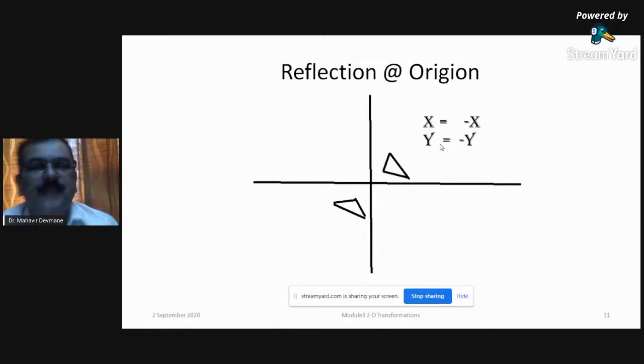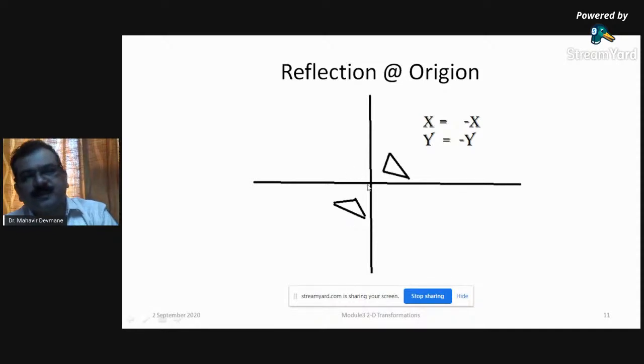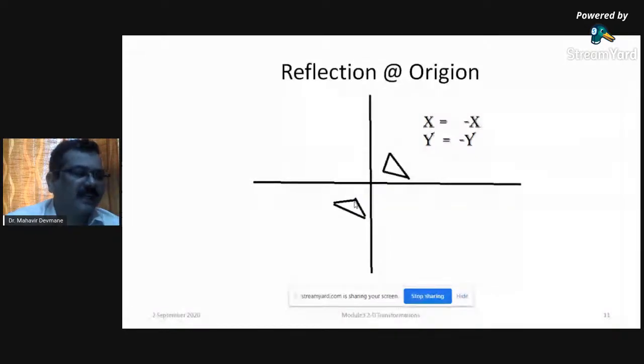And when we are performing reflection with reference to the origin, this is the origin of the object. This is the original triangle. Its reflection we have taken with reference to origin. So x and y values will get negated. See here, x and y values are both positive for the original image. So when we take reflection with reference to this particular origin, the x value will get negated as well as the y value gets negated, right? So in this way, these reflections are handled.